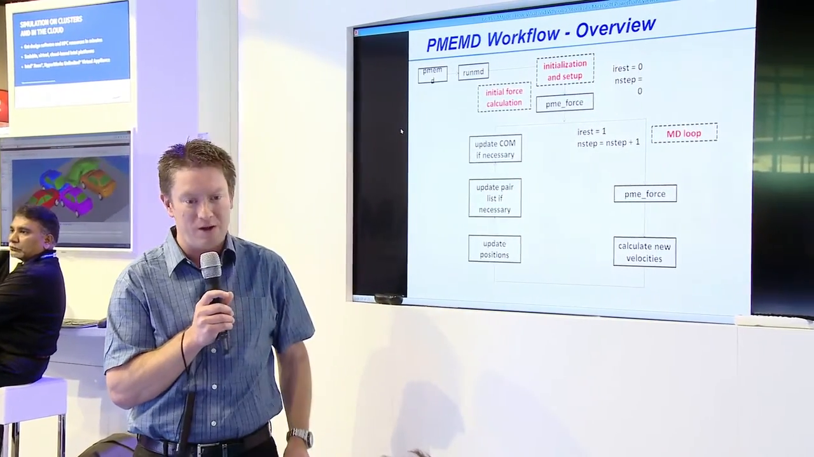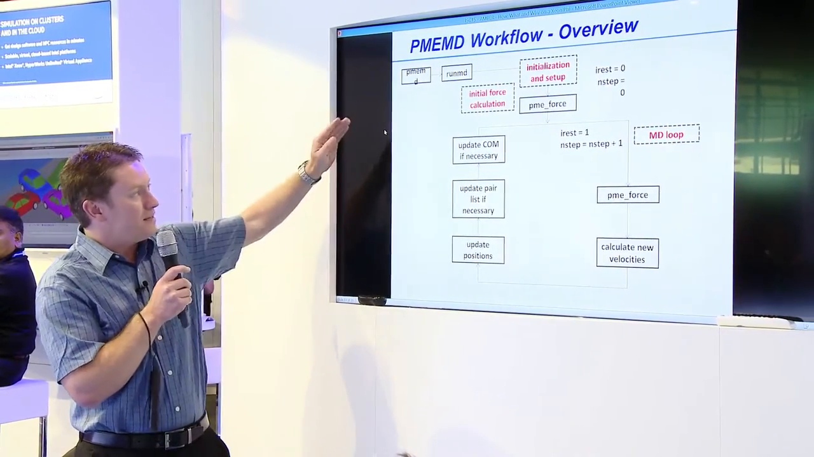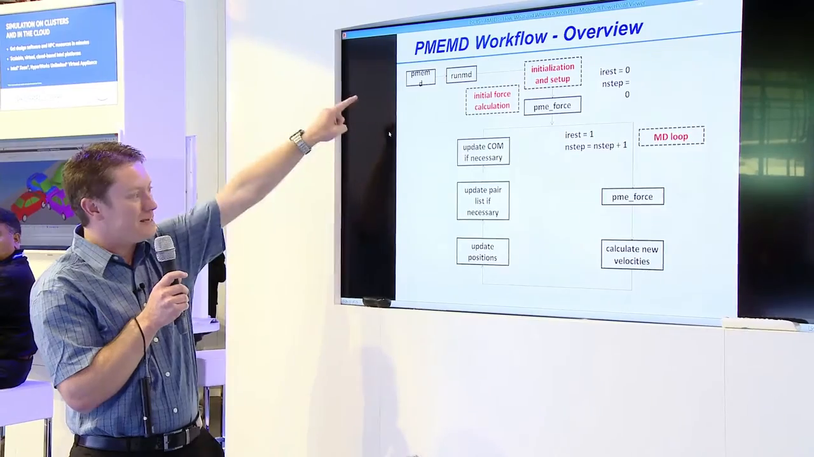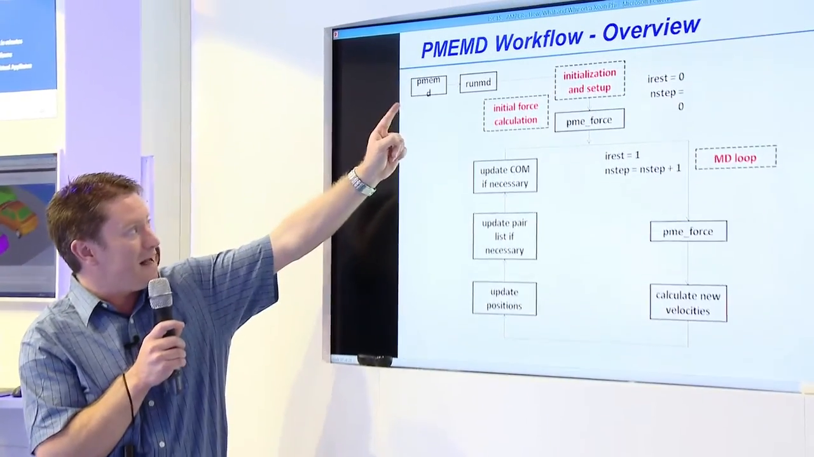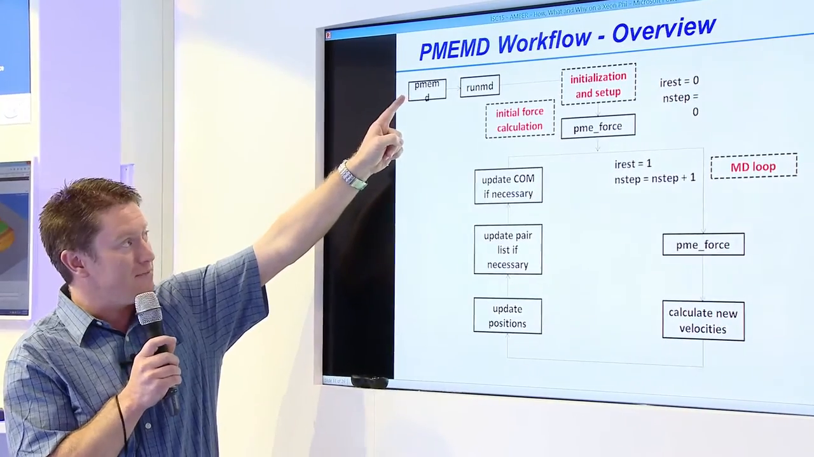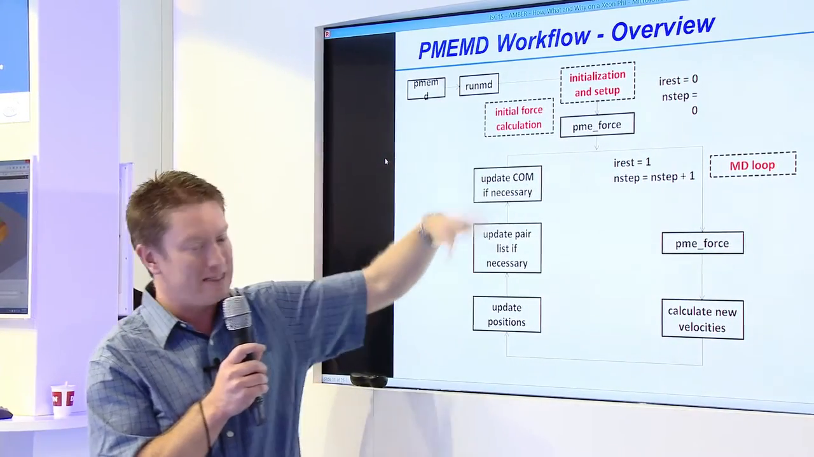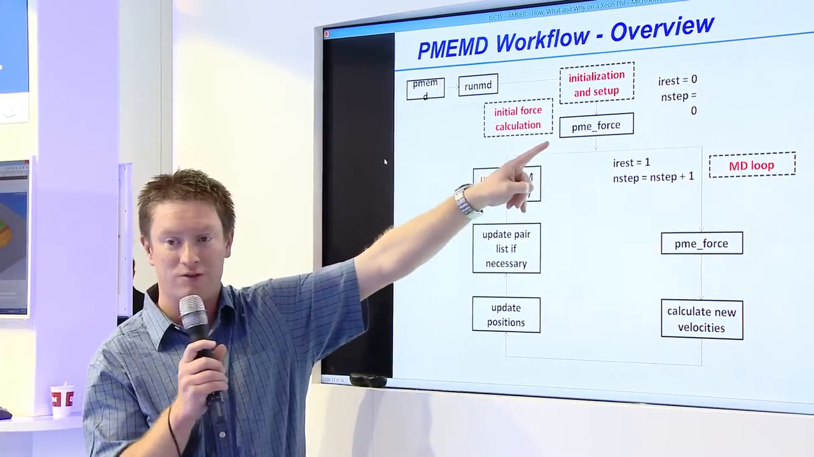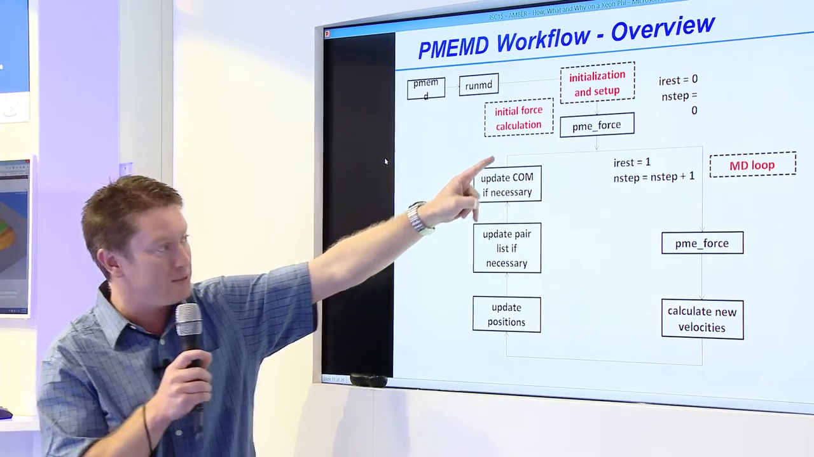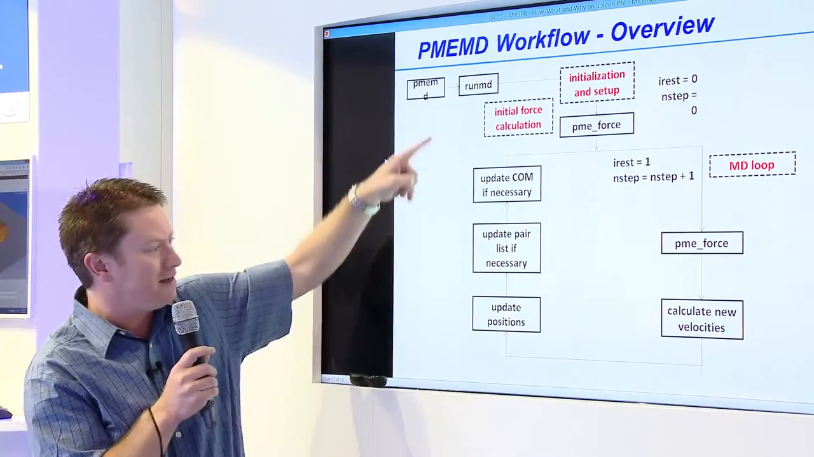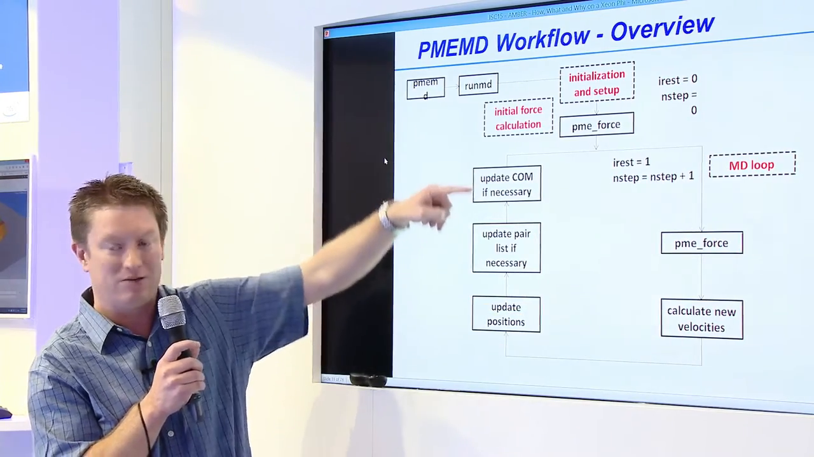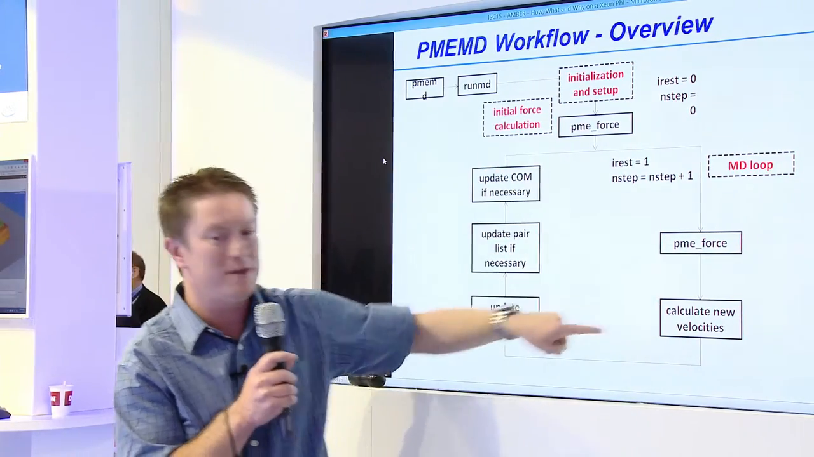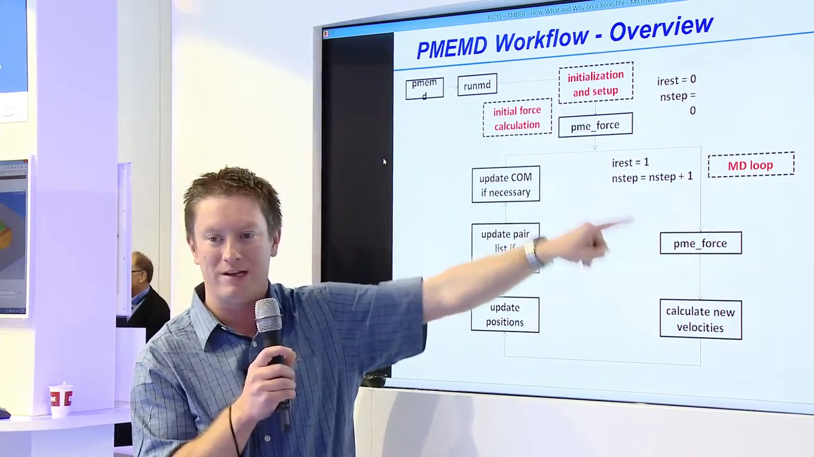So what's the workflow, what's involved? I'm going to skip through this very quickly, but this shows you the flowchart of what's going on in the code. We have the main code itself that does MD, with initialization and setup, and then it calls this force routine, which calculates the force on all the atoms. Then it loops around here, calculating forces, calculating velocities, updating positions, pair lists, etc. The key is that this loop is serial, unfortunately, because we're integrating in time.